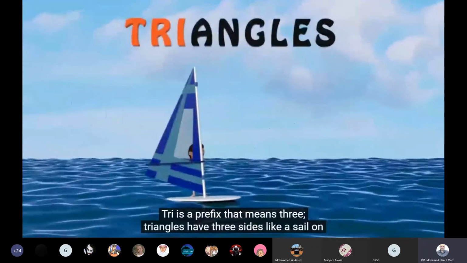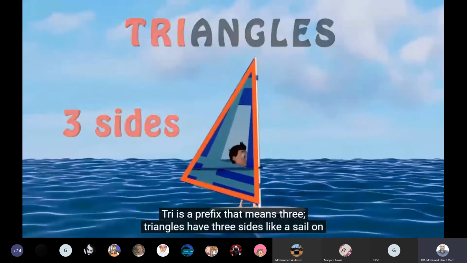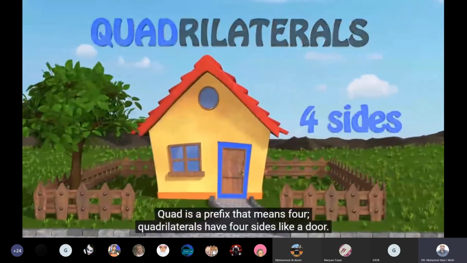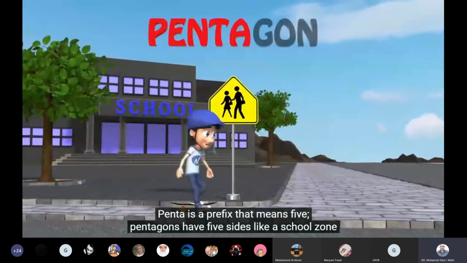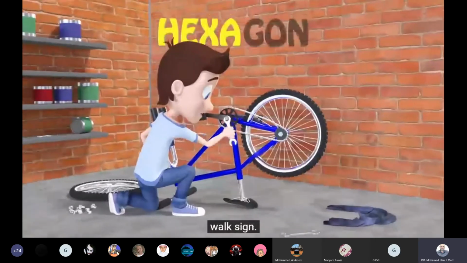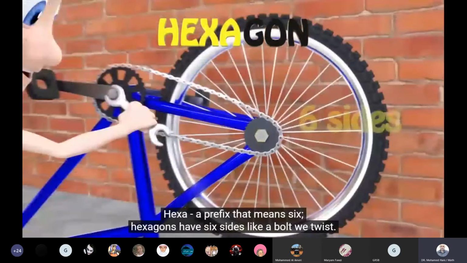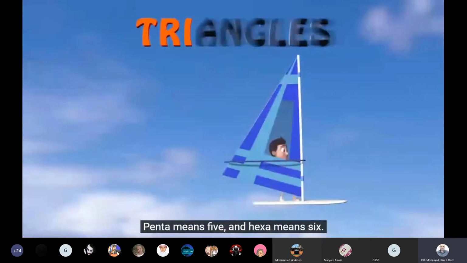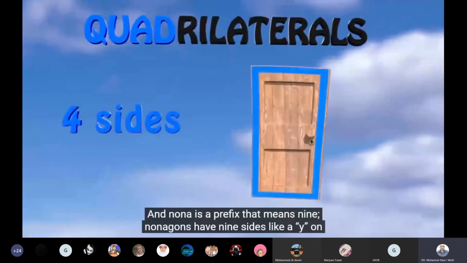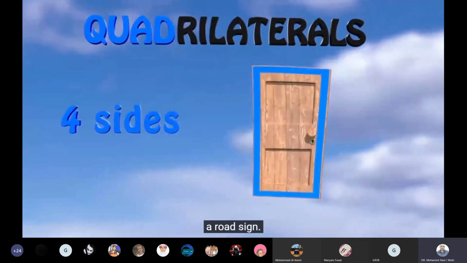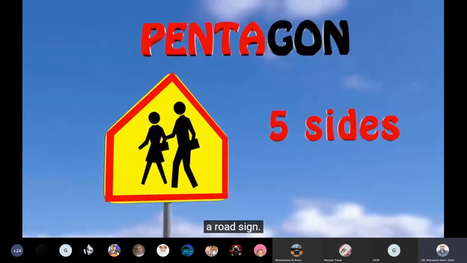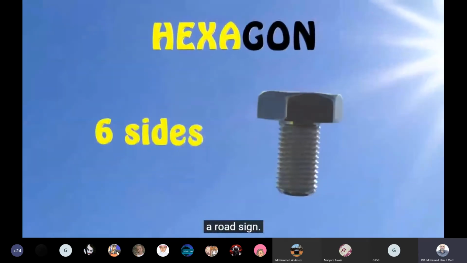Tri is a prefix that means 3. Triangles have 3 sides like a sail on the sea. Quad, a prefix that means 4. Quadrilaterals have 4 sides like a door. Penta is a prefix that means 5. Pentagons have 5 sides like a school zone walk sign. Hexa, a prefix that means 6. Hexagons have 6 sides like a bolt we twist. Tri means 3 and quad means 4. Penta means 5 and hexa means 6.